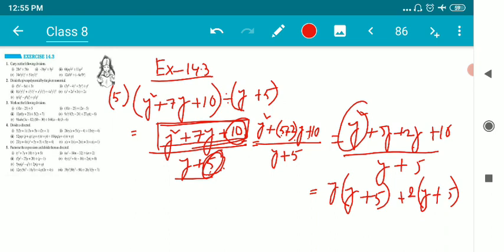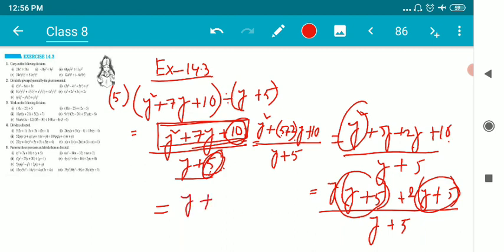You might be thinking, it should be 8, not 5. No, we are not subtracting, we are multiplying. 2 into 5 is 10. And the down part, what do I have? I have got y plus 5. So right now, children, y plus 5 and y plus 5 appear twice. So I'll take y plus 5 from this pair as common. What will be left? y and plus 2 will be left within the bracket.